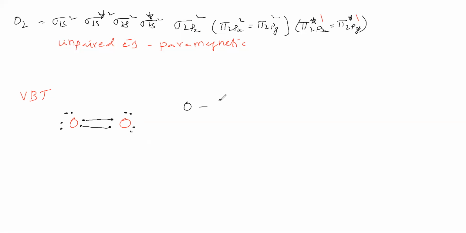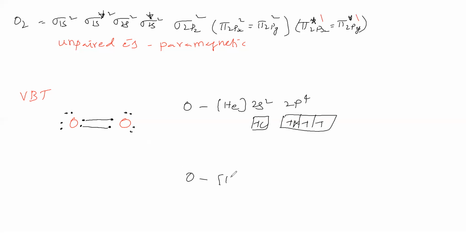The oxygen atom configuration is helium 2s2 2p4. We write 2s2 2p4: 2s we have filled, and 2p contains 4 electrons, which we have drawn like this. Now we take another oxygen atom, whose configuration is also helium 2s2 2p4, with 2s2 and 2p4 drawn here. Now we will see how the bonding takes place.